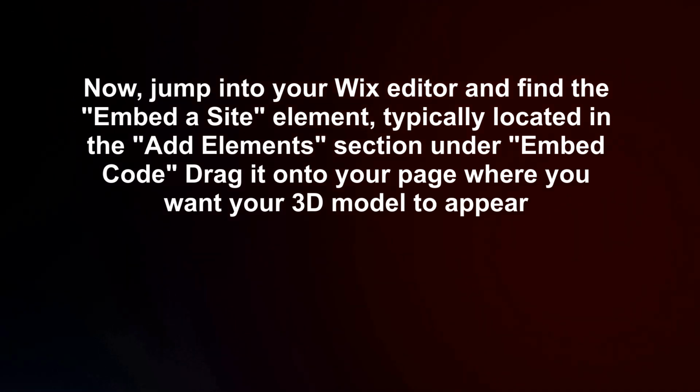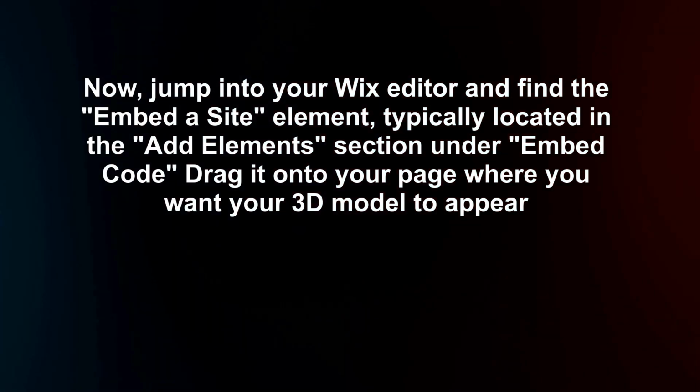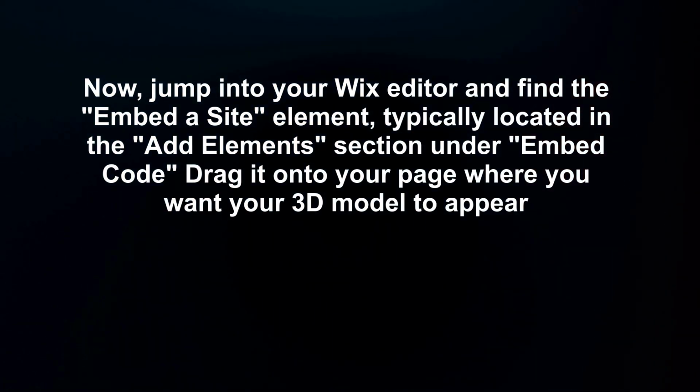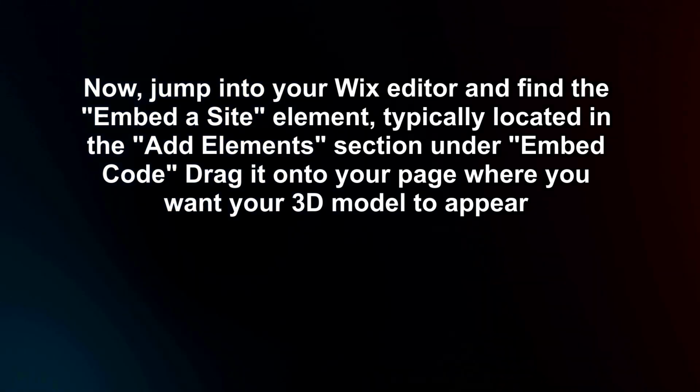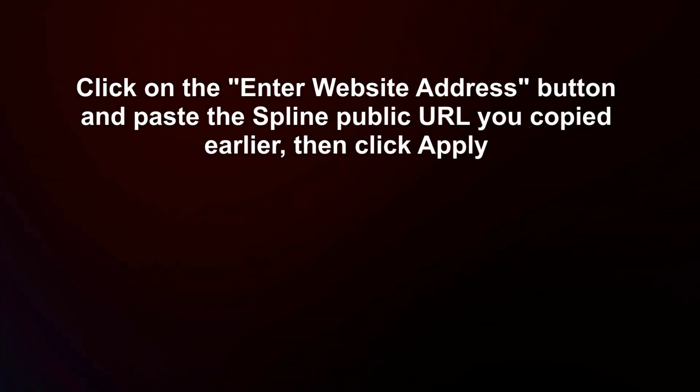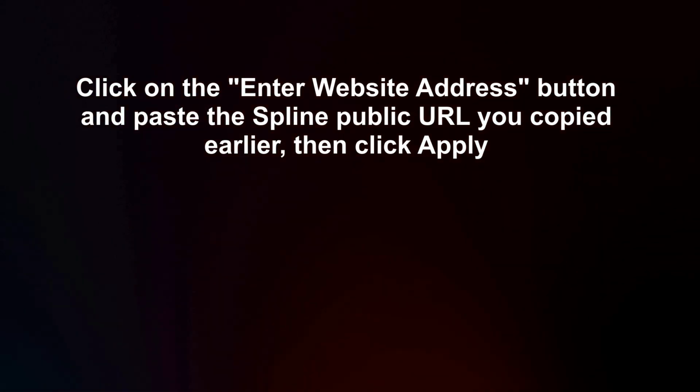Now, jump into your Wix editor and find the Embed a Site element, typically located in the Add Elements section under Embed Code. Drag it onto your page where you want your 3D model to appear. Click on the Enter Website Address button and paste the Spline public URL you copied earlier, then click Apply.